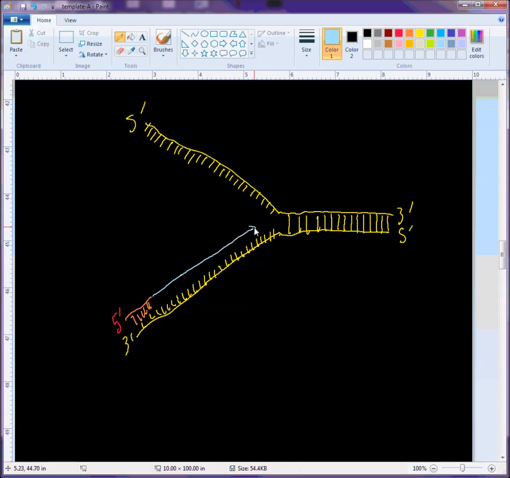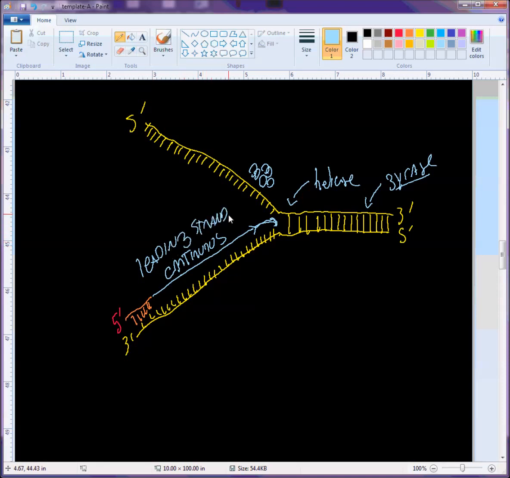So it can just keep going. We'll have the helicases unwinding here. We'll have DNA gyrase relieving tension down here. We'll have single-stranded binding proteins keeping the DNA from coming back together before it's replicated. And this polymerase here can just keep going continuously. So this is continuous replication, and this is also called the leading strand. The leading strand is replicated or synthesized continuously.